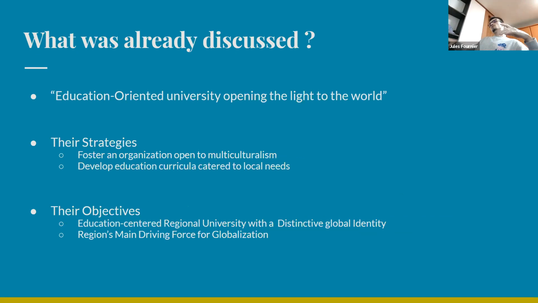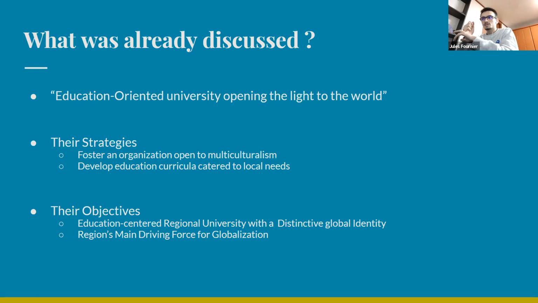Okay, so Keimyung University in 2020 shared its vision of education in its brochure as an education-oriented university opening the light to the world, right? But what does that mean really? Well, to keep it plain and simple, they have a set of objectives and strategies. Some of these strategies and objectives will be, in fact, our points of interest.